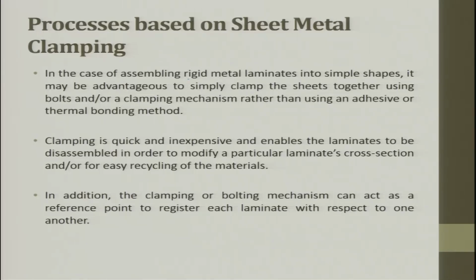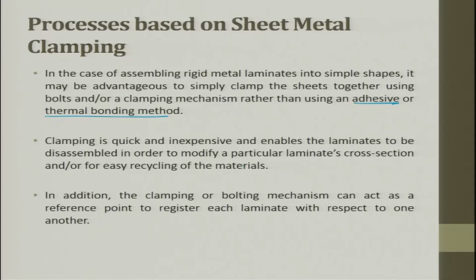In case of assembling rigid metal laminates into simple shapes, it may be advantageous to simply clamp the sheets together using bolt and a clamping mechanism rather than using an adhesive thermal bonding method. Clamping is quick and inexpensive and enables the laminates to be disassembled in order to modify a particular laminate cross section for easy recycling of the material.